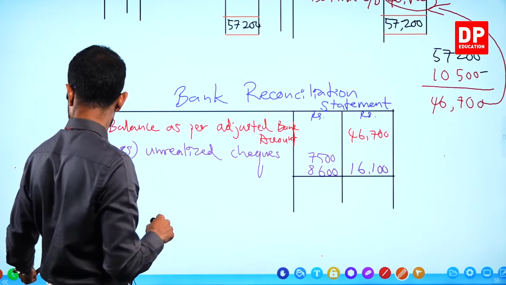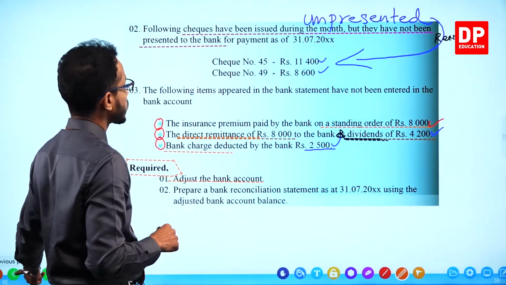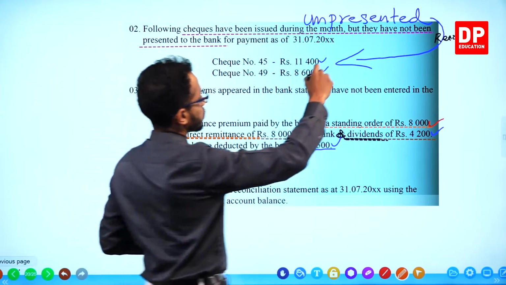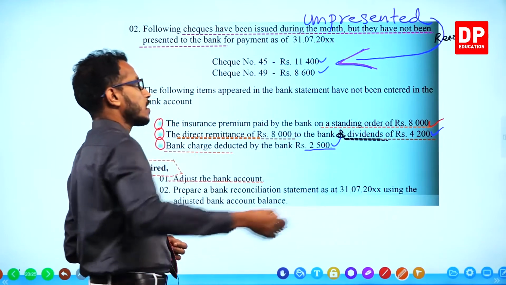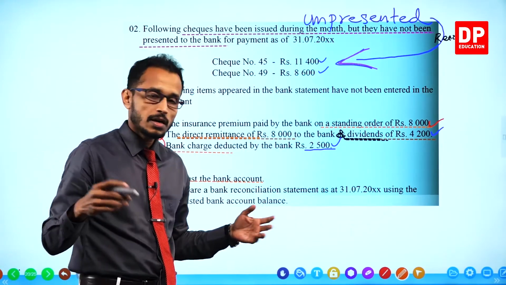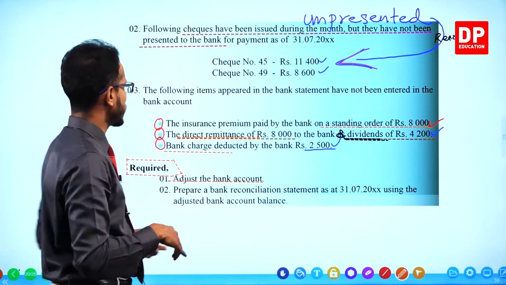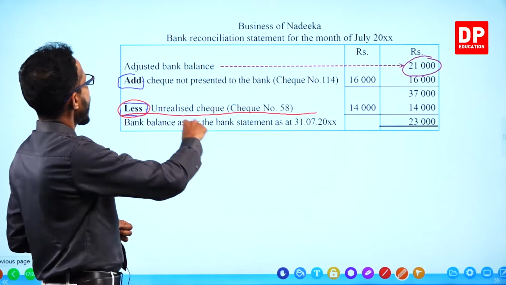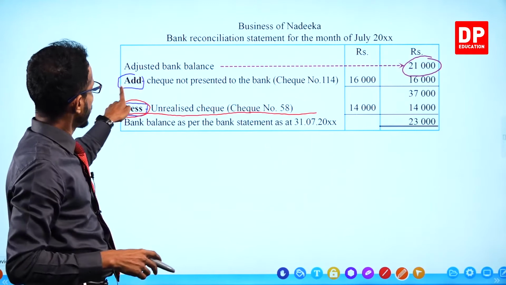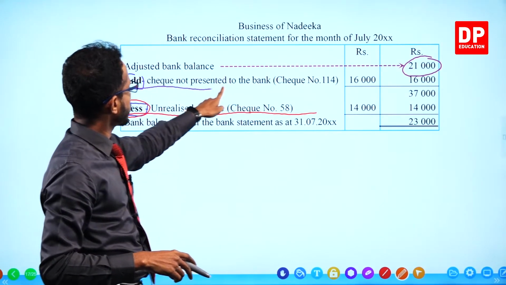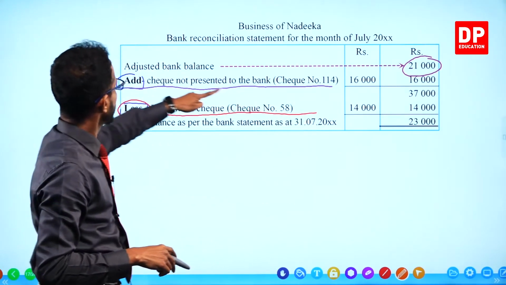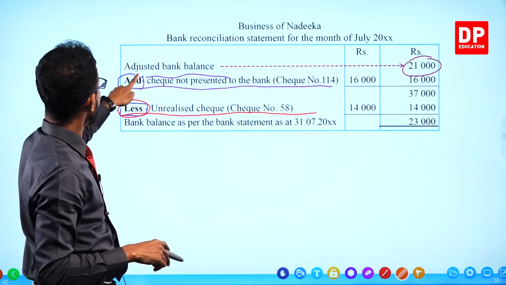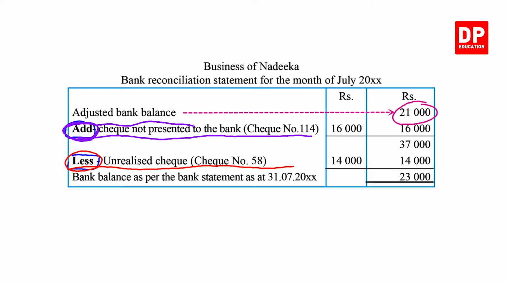Then take the unpresented checks. These ones. Earlier again I told you that unpresented checks should be added. Unpresented checks, not presented, should be added. Added.